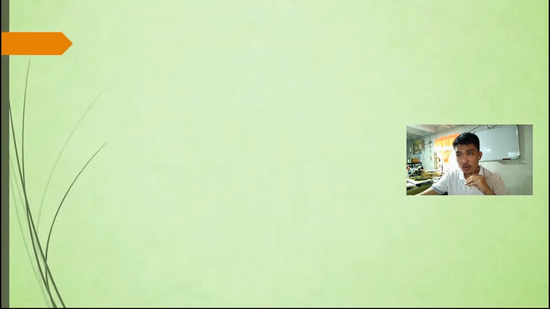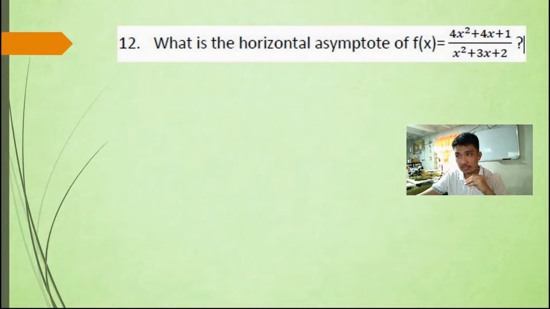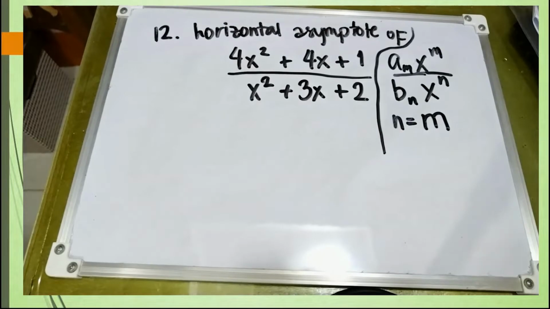Number 12. What is the horizontal asymptote of f of x is equal to 4x squared plus 4x plus 1 over x squared plus 3x plus 2? Letter A, y is equal to 0. Letter B, y is equal to 2. Letter C, y is equal to 4. Or letter D, y is equal to 6. So let's now find the horizontal asymptote of 4x squared plus 4x plus 1 over x squared plus 3x plus 2.